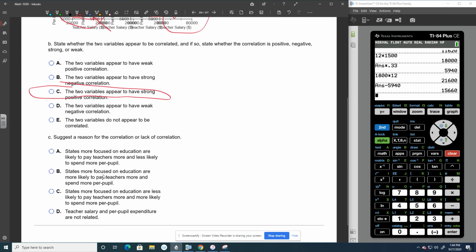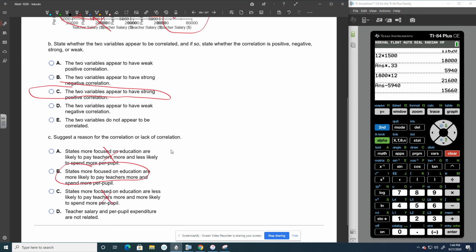Okay. Suggest a reason for the correlation. States more focused on education are likely to pay teachers more and less likely to spend money on students. No. States more focused on education are more likely to pay teachers more and spend more money. Yes. States more focused on education are less likely to pay teachers more. Nope.